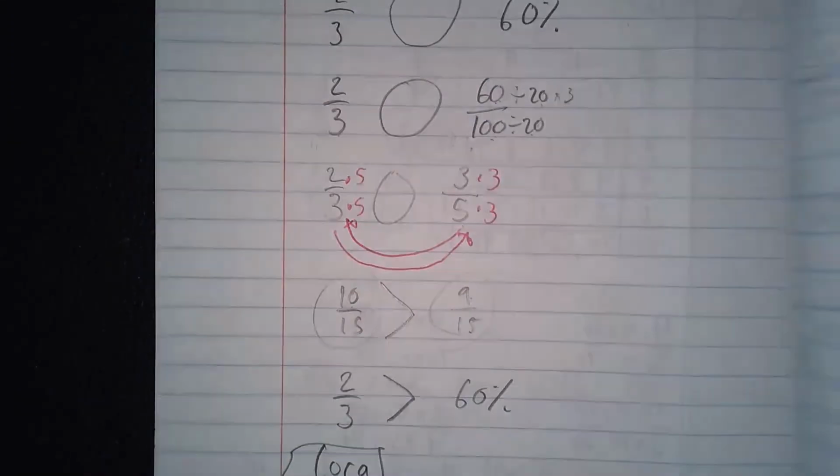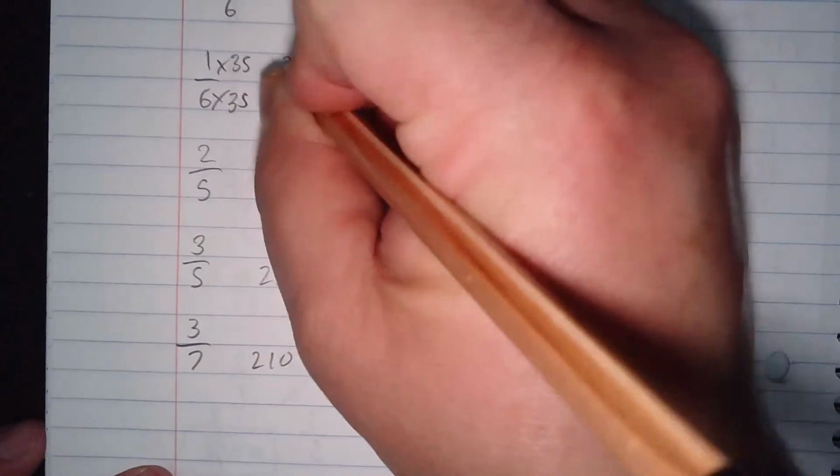Okay, to go from 6 to 210, what do I have to do? I have to multiply by 9. Let's see what we have to multiply by. Let's see. 135. Now let's see, 5 times 4 is 20, 42.